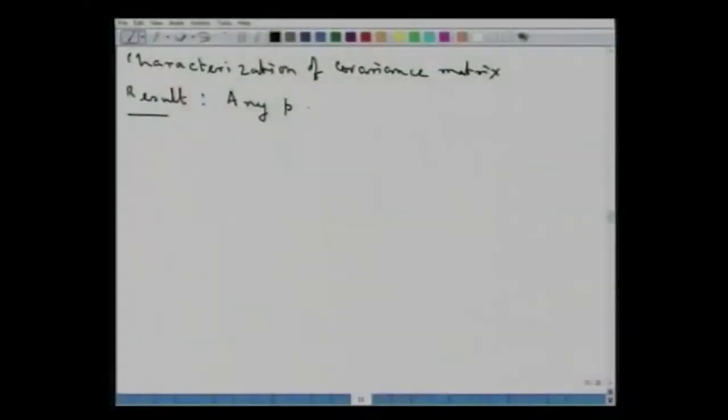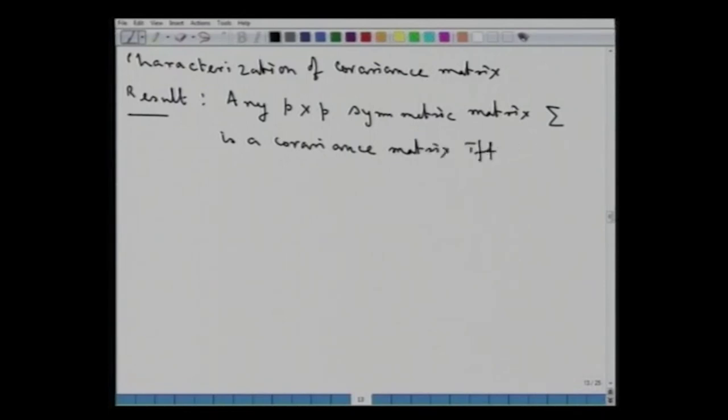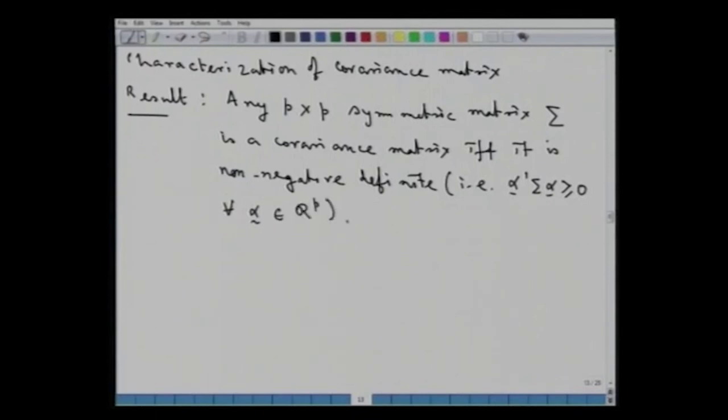Let me write the result: any p by p symmetric matrix sigma is a covariance matrix if and only if it is non-negative definite, that is, alpha prime sigma alpha is greater than or equal to 0 for every alpha belonging to R^p, right. So, that gives us a characterization of a covariance matrix.